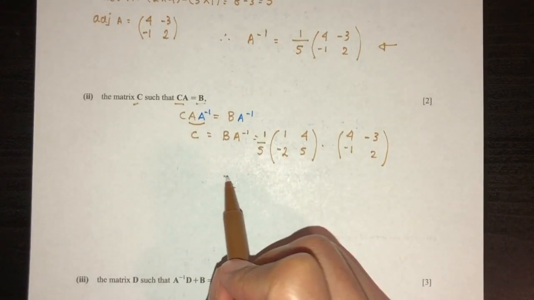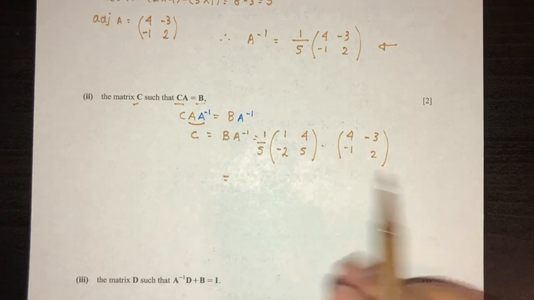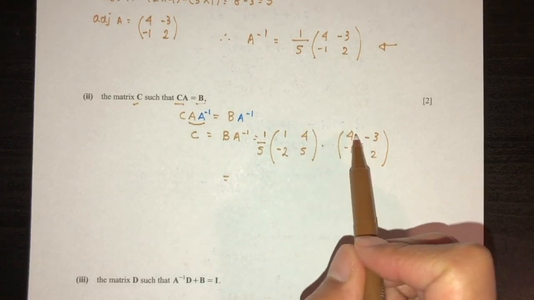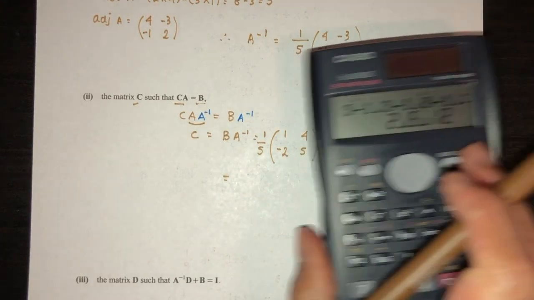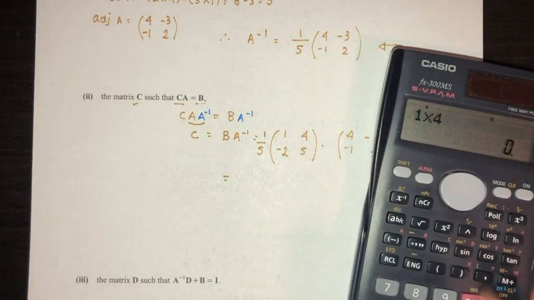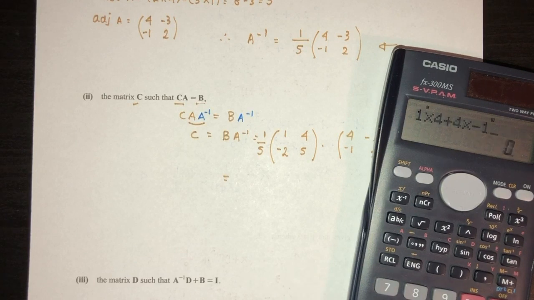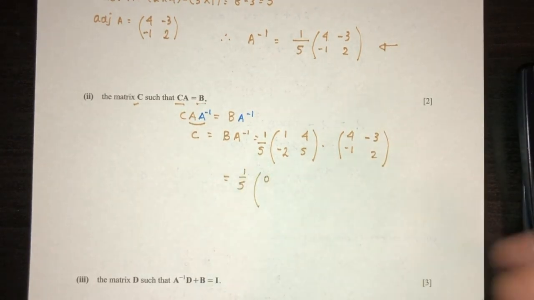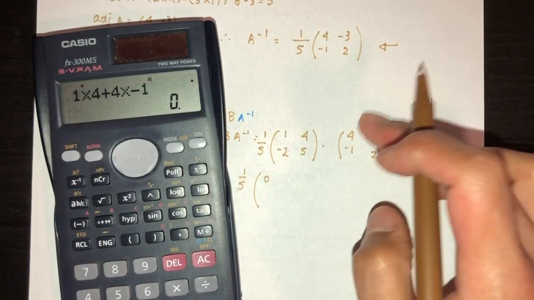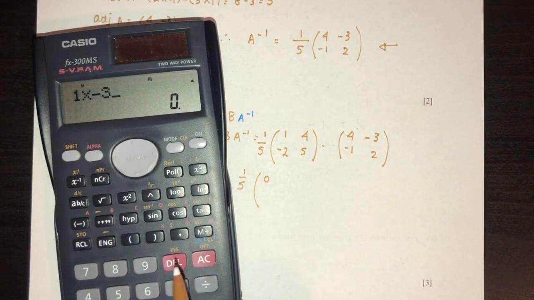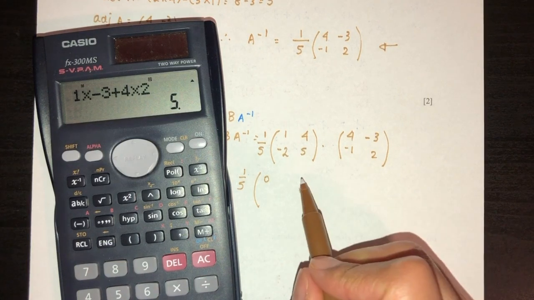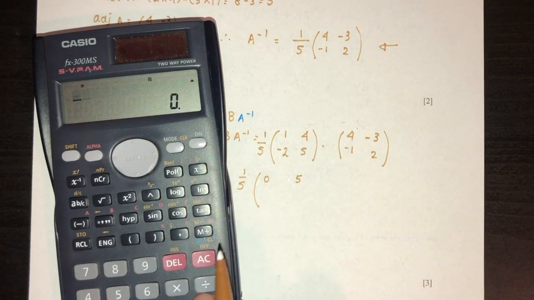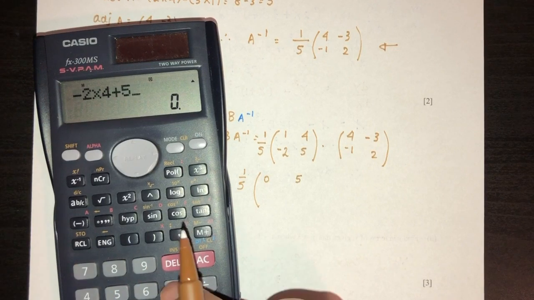Okay. So one by one, how do you do matrix multiplication? You have to do rows by column. So this times this plus this times this. So 1 times 4 plus 4 times minus 1. That will be 0. Okay, that will be the first value. Now next value, same thing, rows by column. So 1 times minus 3 plus 4 times 2. That will be 5. And rows by column, minus 2 times 4 plus 5 times minus 1.